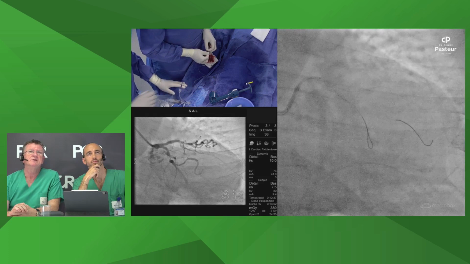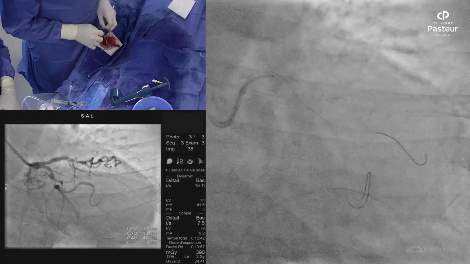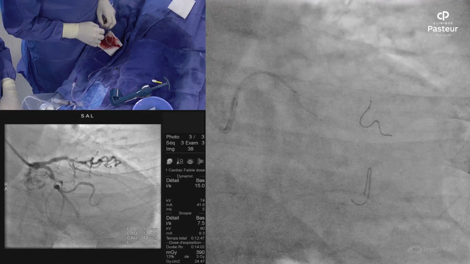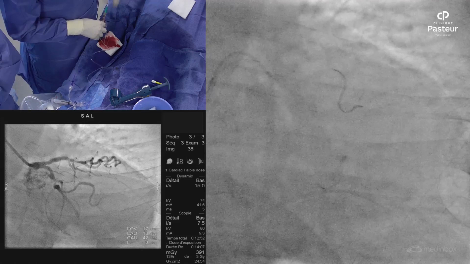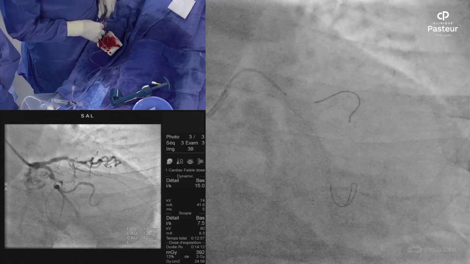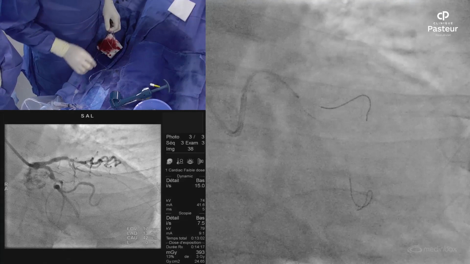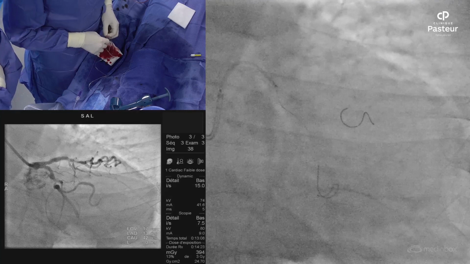So you see here it's interesting because we have some difficulty to advance. That's the next question I will ask. If you have some difficulty to cross, we have to maintain first the position of the wire. This is very important, because for the moment, I think that Jean is taking care of the two wires. This is the OM1. This is the second wire. We have lost a little bit of what we said before. Okay, we'll see.